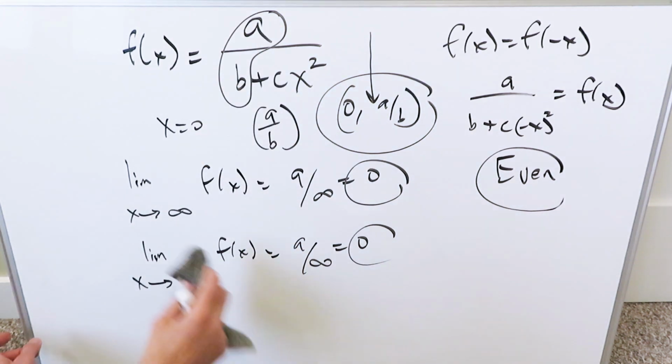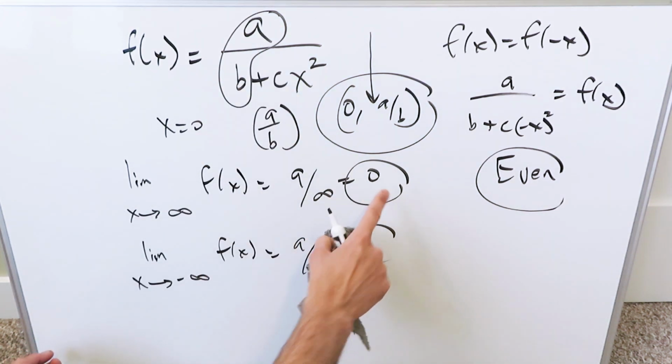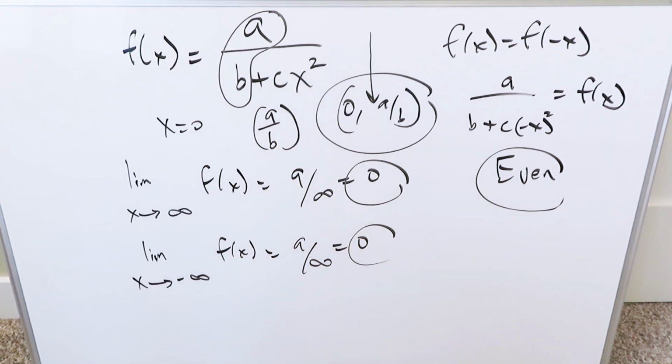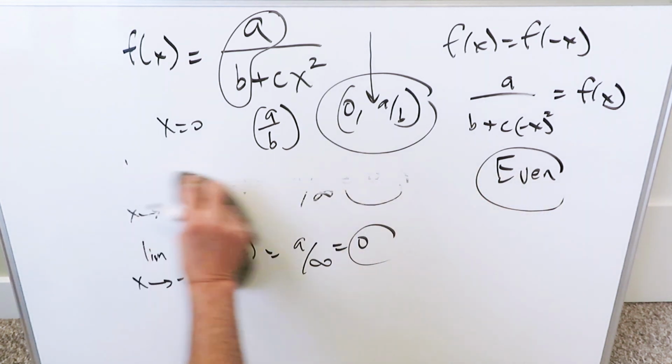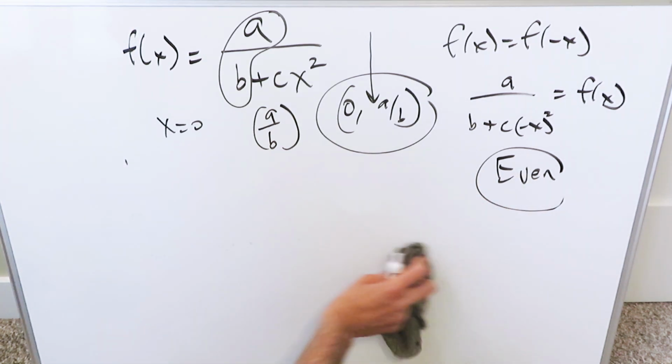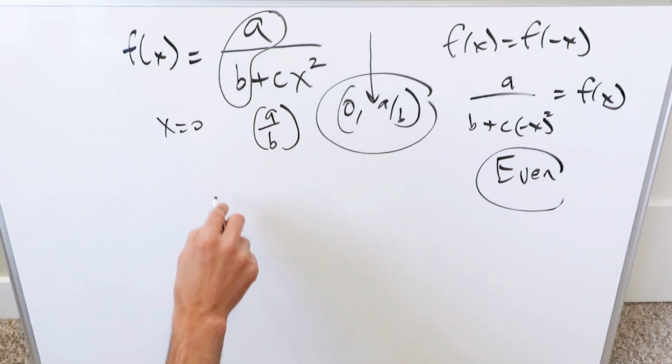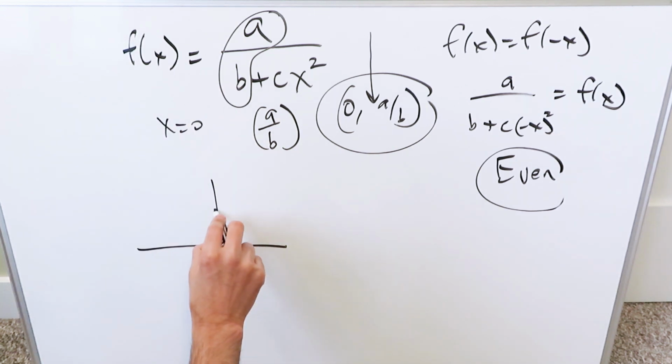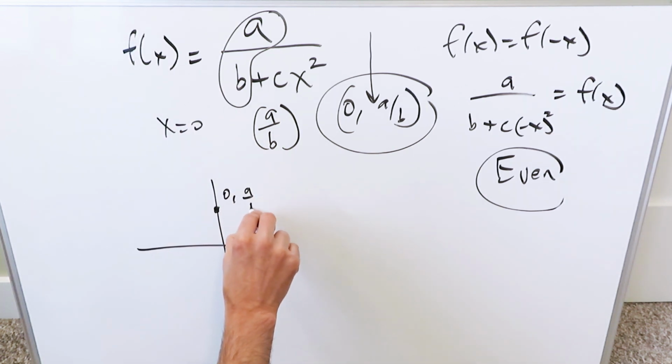So let's bring in these. Limit as x approaches infinity, we're tending towards 0. At minus infinity, we're tending towards 0. It's an even function. We now know what the y-intercept is. It's always a over b. These type of functions, if you graph them out, you'll always have a y-intercept here, 0 comma a over b.